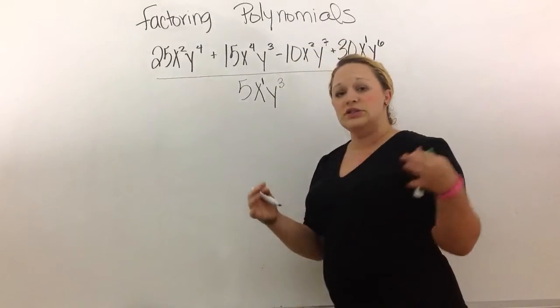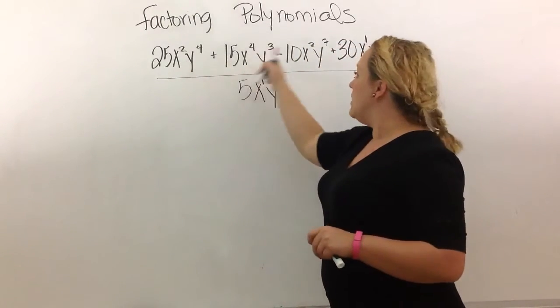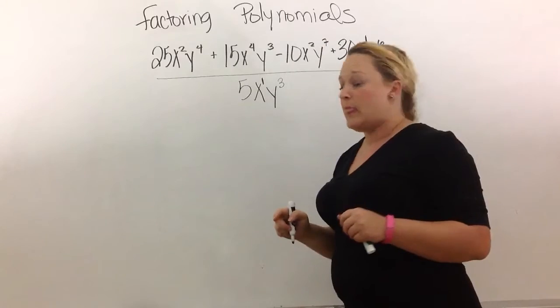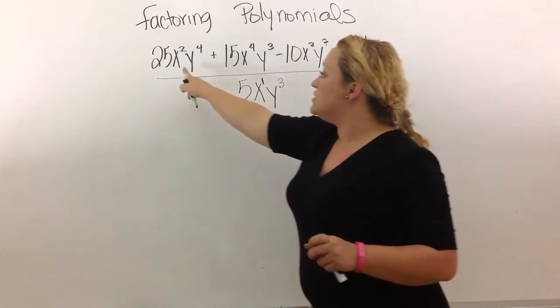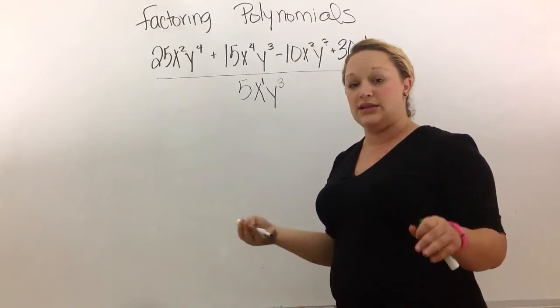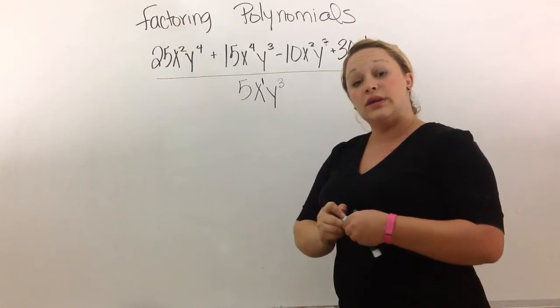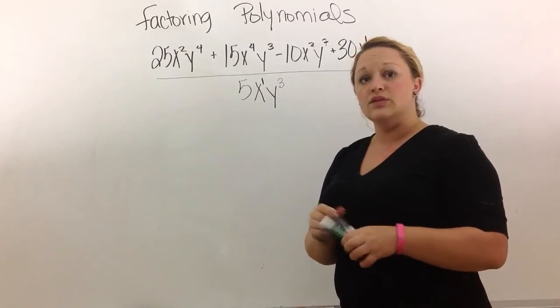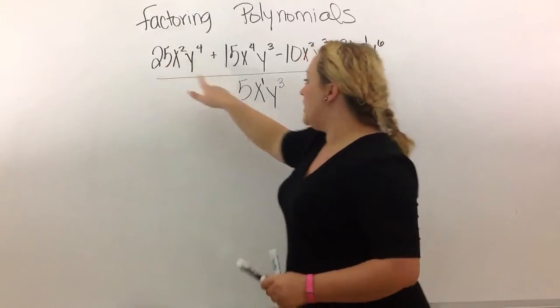So when you factor something, you find the greatest number that can go into them. And we find the letters that can go into all of them. And then from there, you take the lowest exponent of that variable. So now you're going to divide. So we have 25 divided by 5.